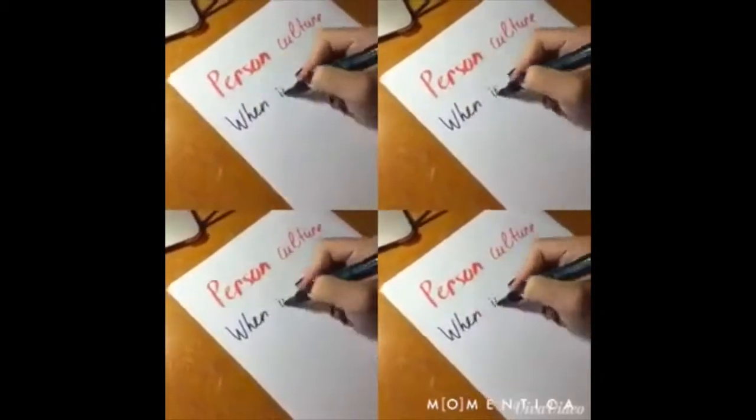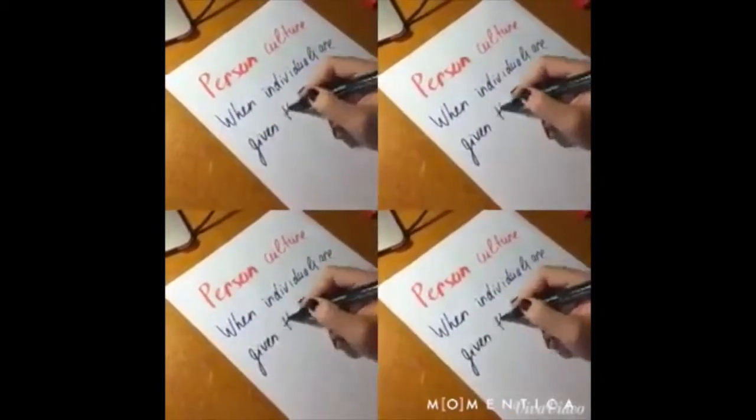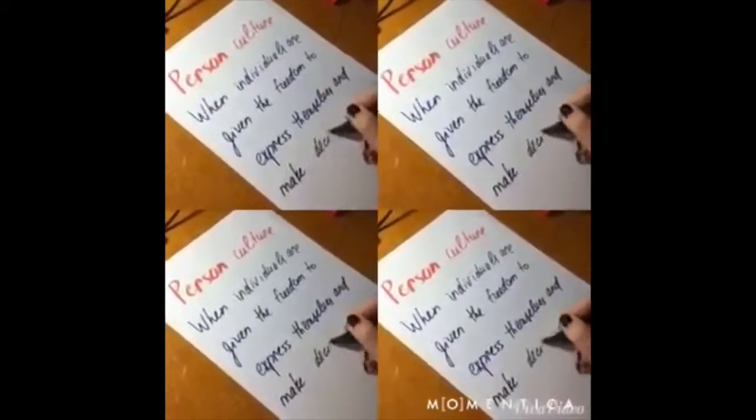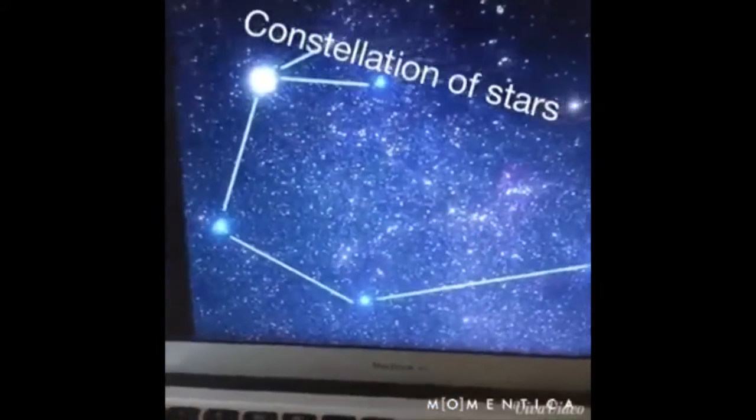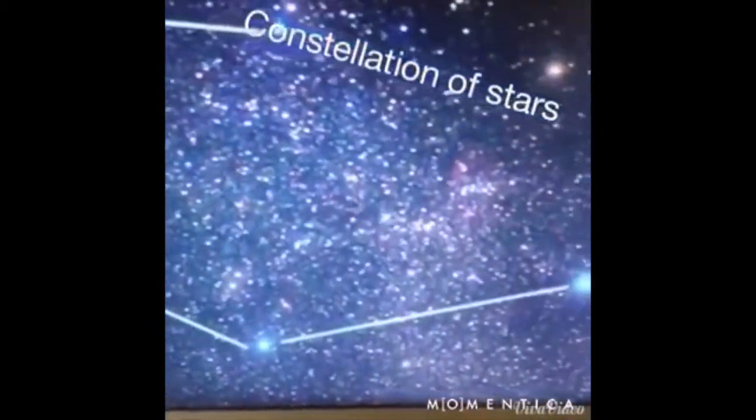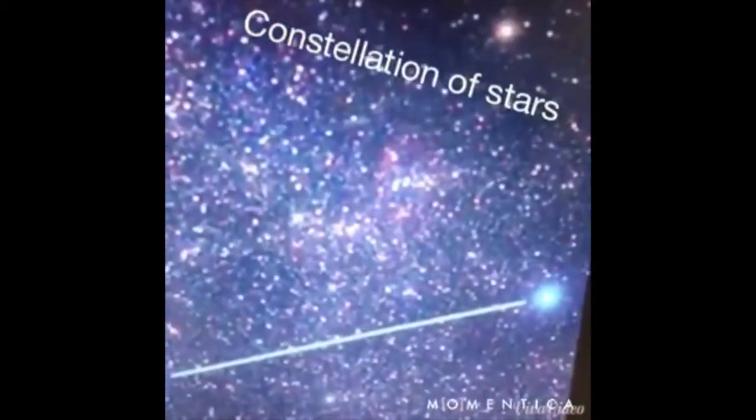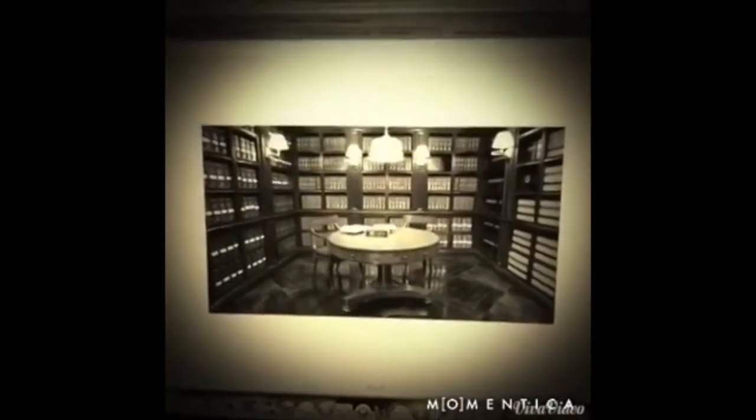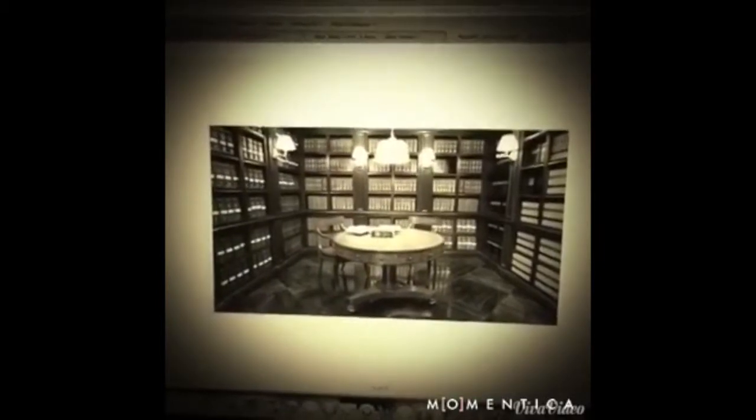Person culture is when individuals are given the freedom to express themselves and make decisions. There is no emphasis on teamwork as each individual is focused on their own tasks and projects. Handy depicts this type of culture as a constellation of stars. Each person is different from everyone else and they operate alone. The better self chamber is the example of personal culture.